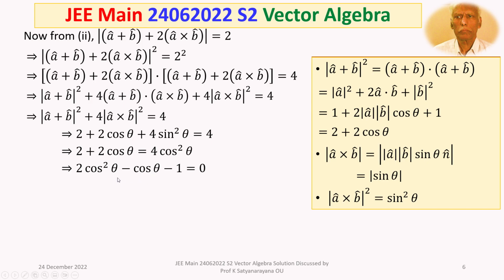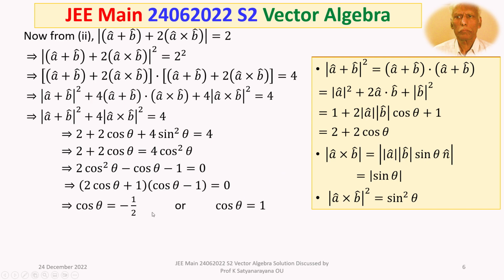Now it is a quadratic in cos theta, so we can factorize it. The factorization is very easy. The first factor is 2 cos theta plus 1, multiplied by the second factor, cos theta minus 1, is equal to 0. This implies cos theta is equal to minus 1 by 2, or cos theta is equal to 1. Now cos theta is equal to minus 1 by 2 when theta belongs to 0 to pi, then theta is 2 pi by 3.